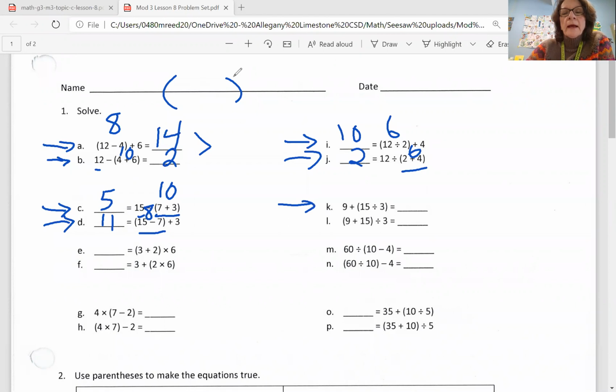Okay, we're going to do 2 more. We're going to do K and L. These number sentences say 9 plus 15 divided by 3 equals blank. In the first number sentence, 15 divided by 3 is in parentheses. I do what's in parentheses first. It's division, so I can use skip counting. Can skip count by 3 till I get to 15. Why don't you go ahead and do that on your own, and we'll see if we get the same answer.